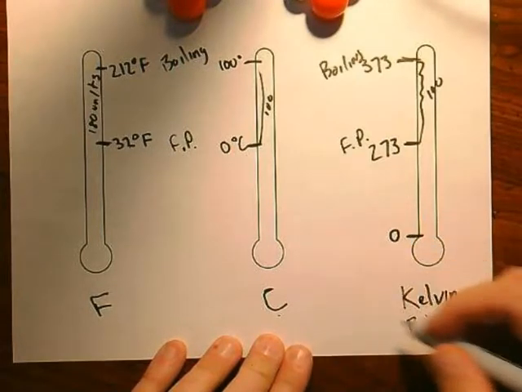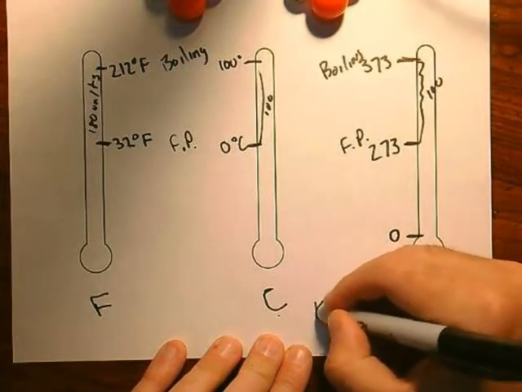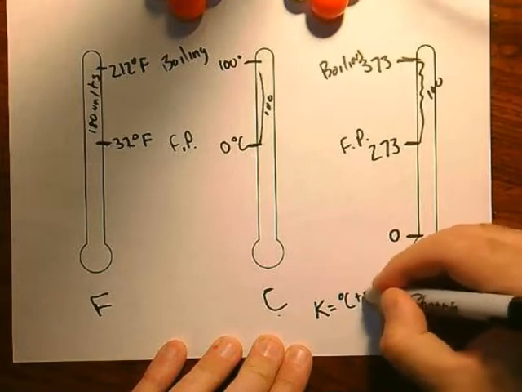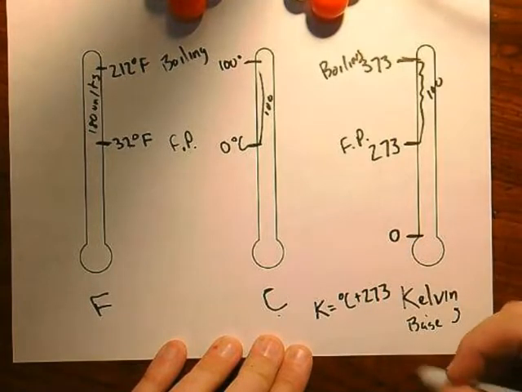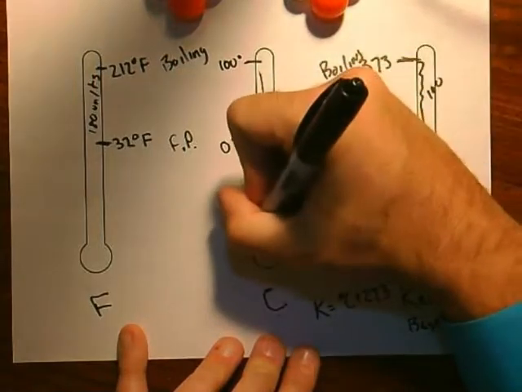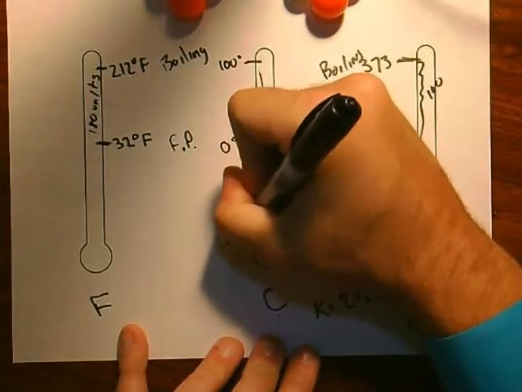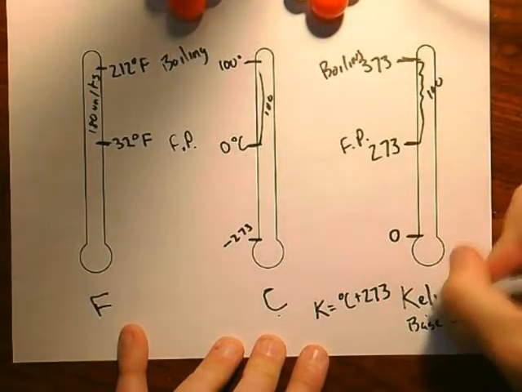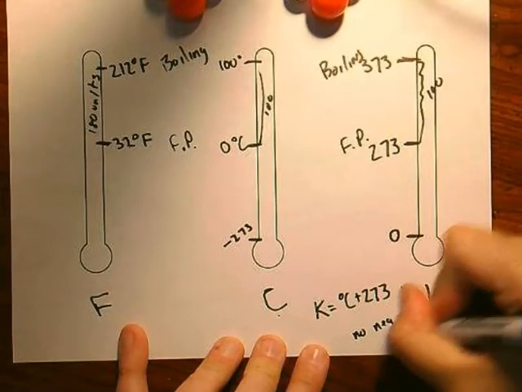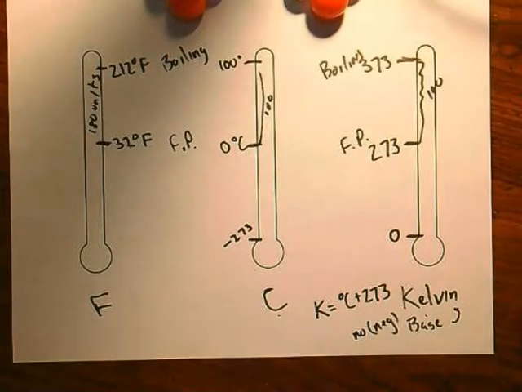You take the temperature in Kelvin, and that's going to equal the temperature in Celsius plus 273. On the Celsius scale, absolute zero is at negative 273. One of the beauties of the Kelvin scale is that there are no negatives. There are no negative values.